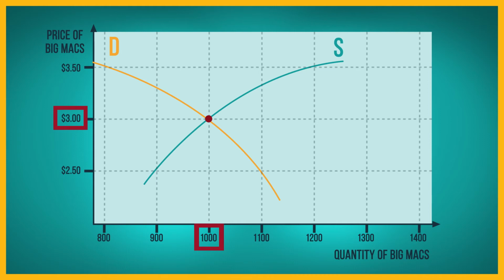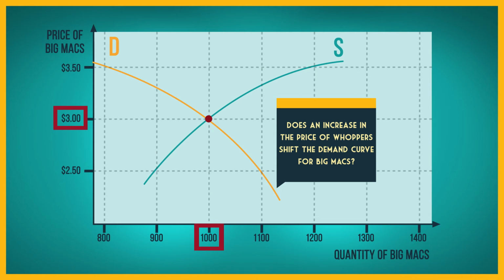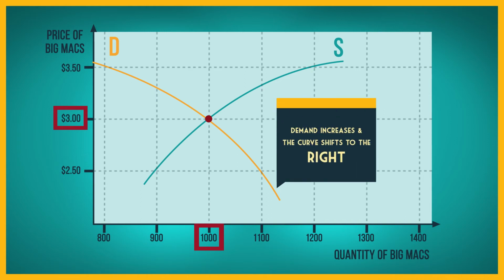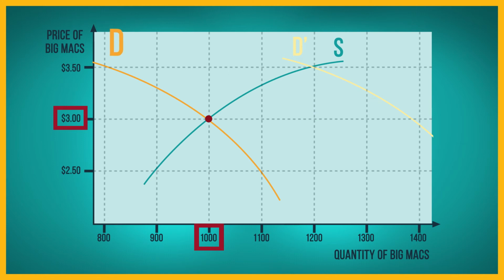Step 4. We identify whether or not the increase in the price of Whoppers shifts the demand curve for Big Macs. Since Whoppers and Big Macs are substitutes, the consumers want to purchase more Big Macs than before if the price of Big Macs is constant. Therefore, the demand for Big Macs increases and the demand curve shifts to the right. The curve labeled D is the demand curve when the price of Whoppers is low, and D' is the curve when the price of Whoppers is high.